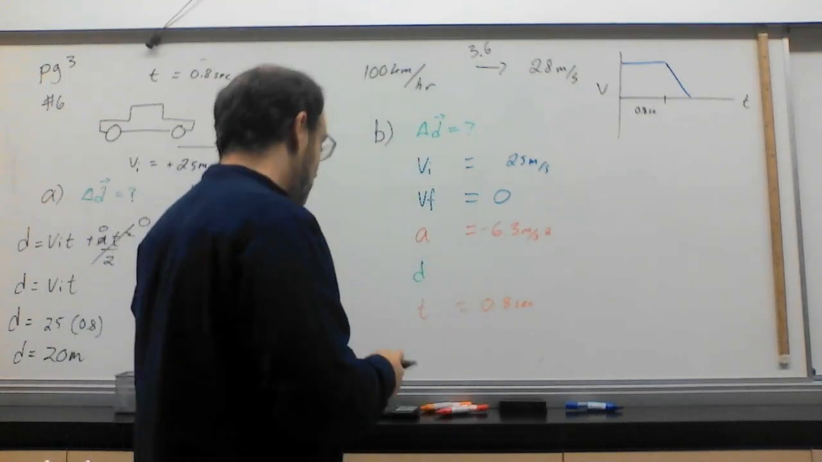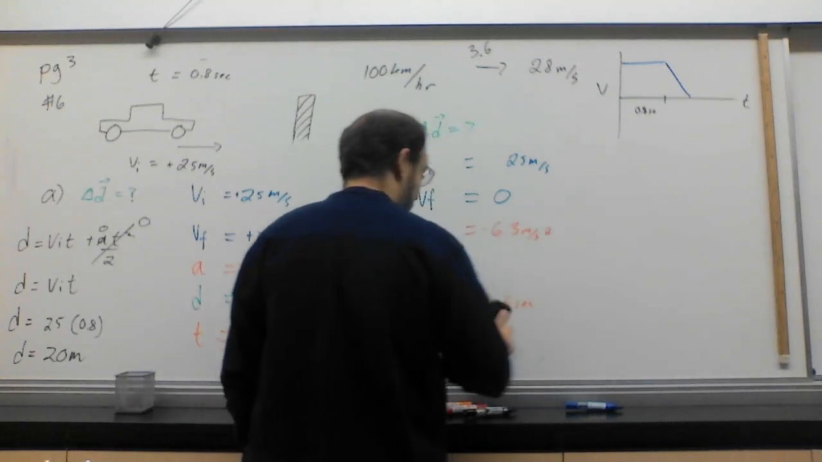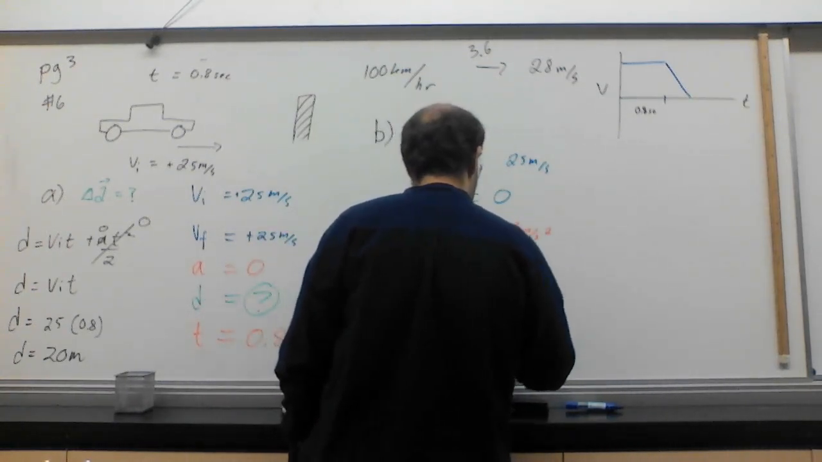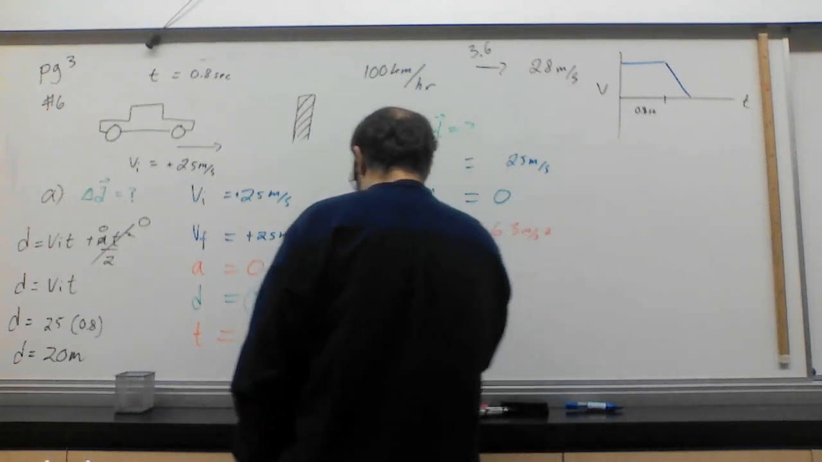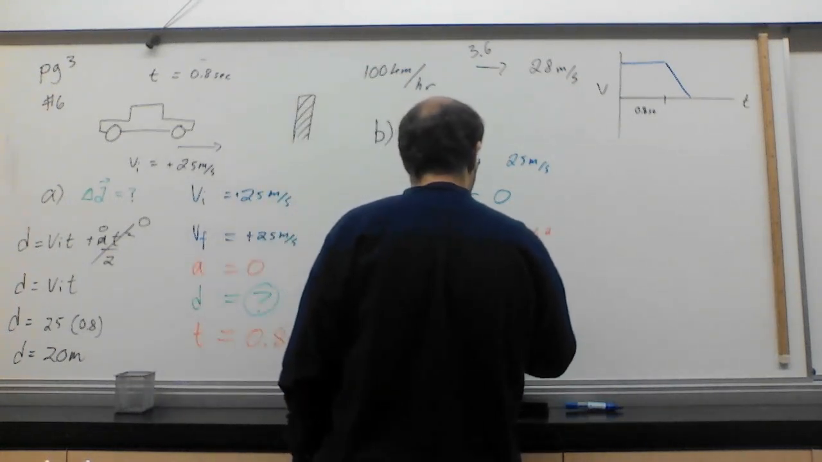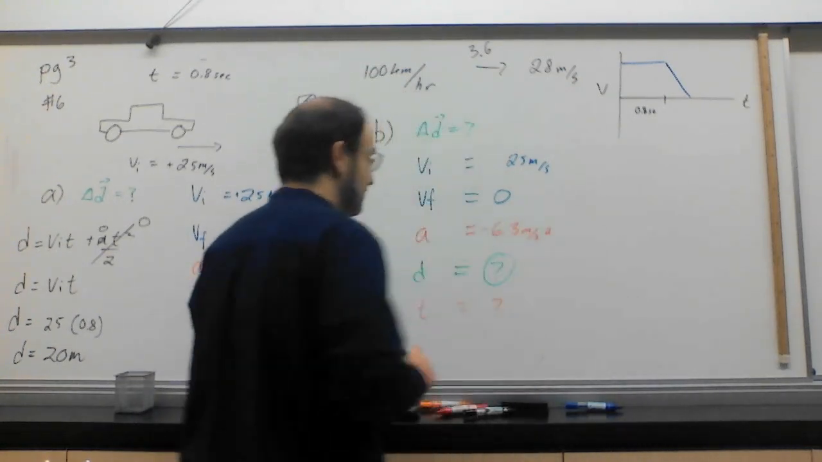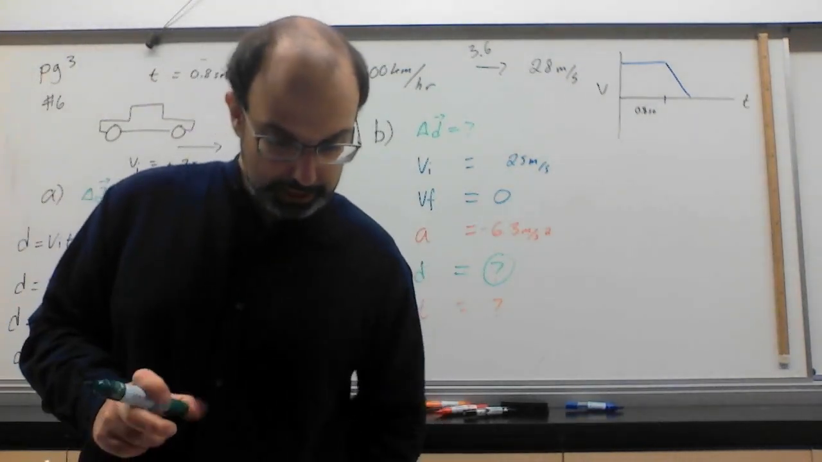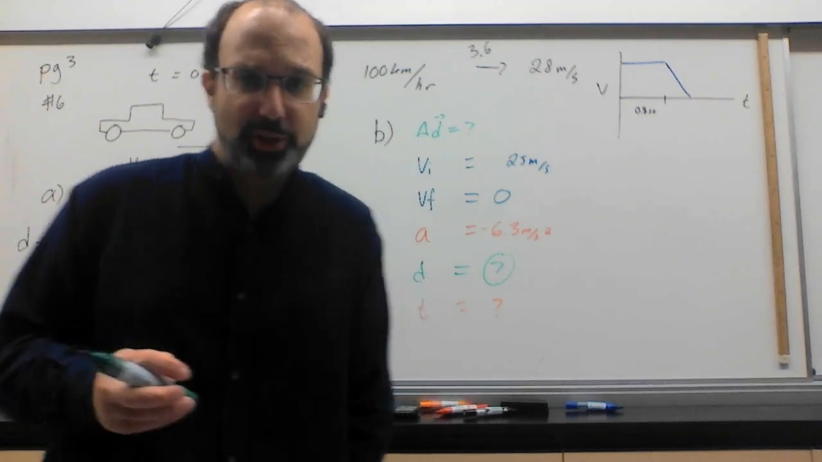So that is a common mistake that people will make, is they'll assume this is 0.8. It's not. You don't know what the amount of time it's going to take to stop is. And you don't know what the total displacement is going to be. But we're looking for one, not the other. All right, so how do we solve this?